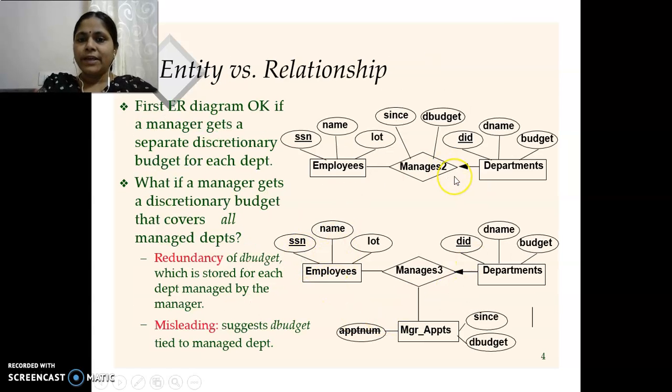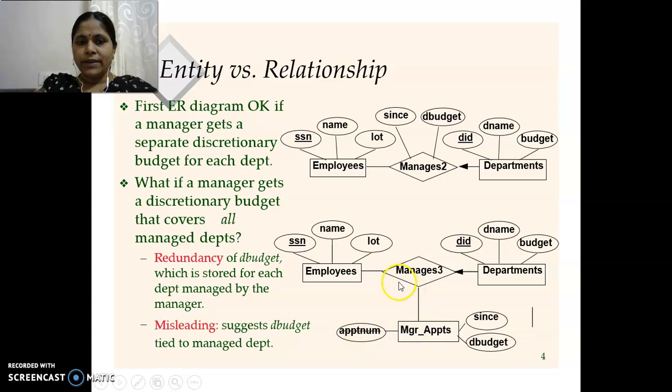Next, here we have the employees entity and the departments entity. Similarly to the earlier slide, employees have different attributes, departments have DID, DNAME and budget, and manages is a relationship with attributes since, DBudget, DID. Here also, suppose DBudget has the same values for a number of records, then this diagram will fail. In such cases, we will go for this type of ER diagram, where we have a separate entity for manager and we maintain since, DBudget and number. This is the primary key.